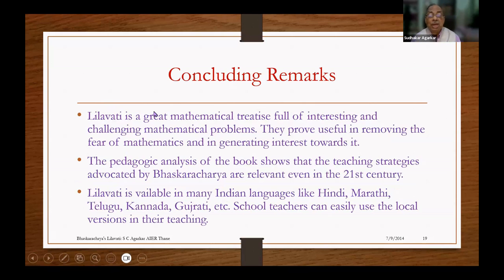Okay. So I am now coming to my concluding remarks. My first remark is, Lilavati is a great mathematical treatise, full of interesting and challenging mathematical problems, and they prove useful in removing the fear of mathematics and in generating interest towards it. I'm saying this responsibly because I have worked with students from rural areas, from tribal areas, from slum dwellers. They get so much interested in such problems.